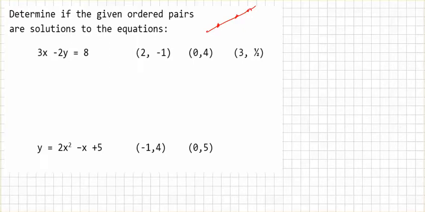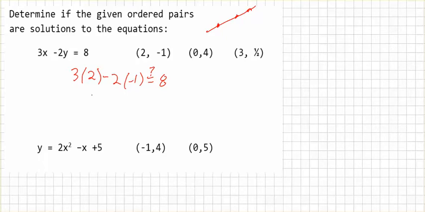So what we're going to do is see if 3x minus 2y equals 8, and we're going to see if 2 comma minus 1 makes this a true statement. So we substitute our values, again being careful to substitute them in the right order. Equals 8. And since we're looking to see if this is a true statement, I'll put a question mark over the equal sign. That means, does the left side equal the right side?